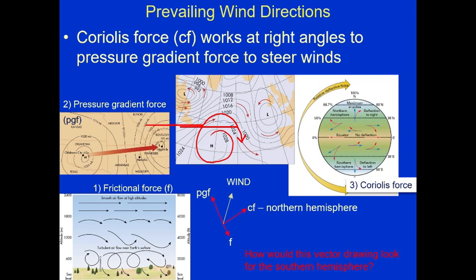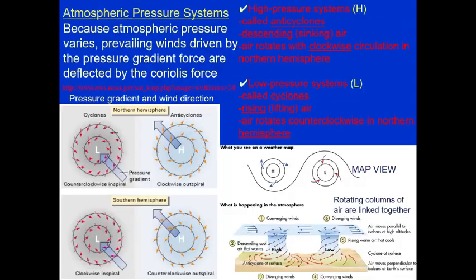Just to make it clear, Coriolis force works at right angles to the pressure gradient force. Okay, it works at right angles. So Coriolis force is always going to be right. It's actually shown right here. This is pressure gradient force, and that's Coriolis force. It's always operating at right angles to the pressure gradient force.